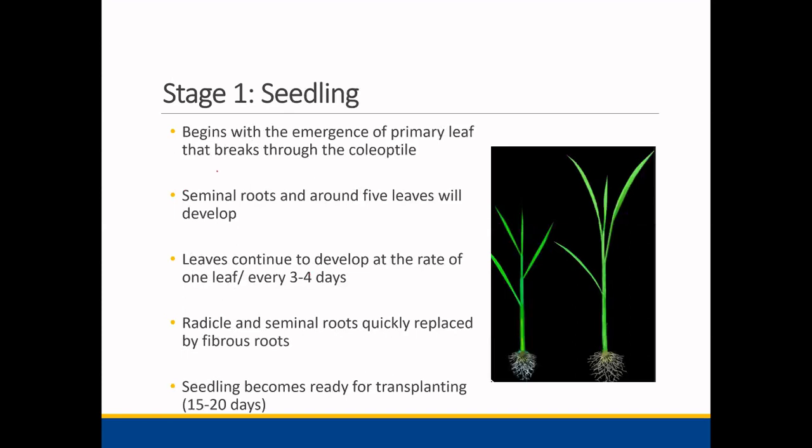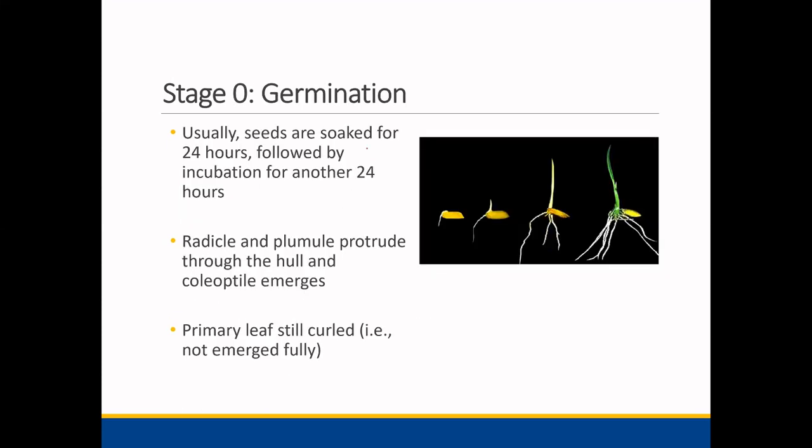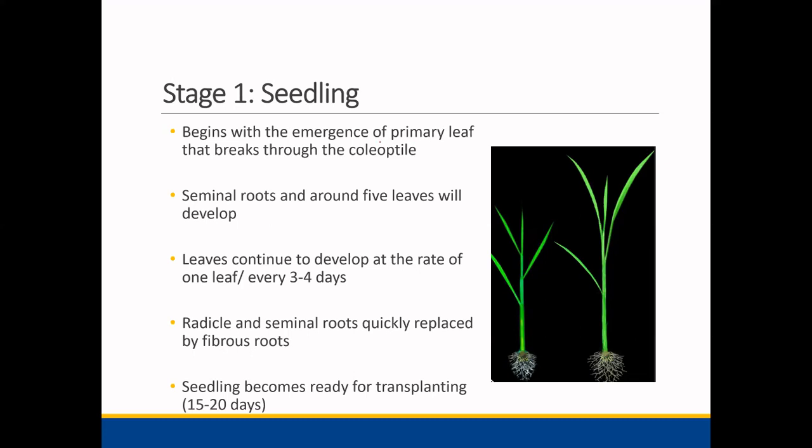And then if you move to stage one, that's the seedling stage. It begins with the emergence of the primary leaf. At the germination stage, this was small and curled. Now it expands and emerges, the primary leaf that breaks through the coleoptile. The coleoptile, as I said, is the sheath that covers the primary leaf and serves as a protective cover to that emerging leaf.